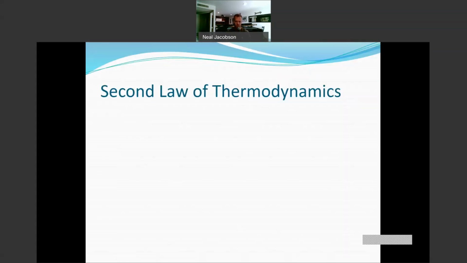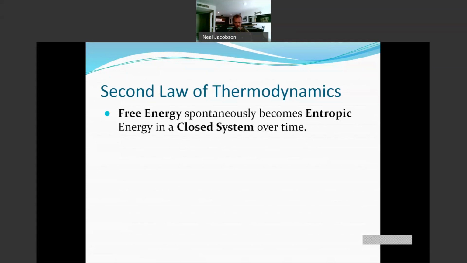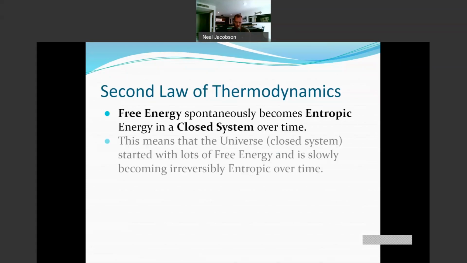So we talked about the first law, right? The total amount of energy in the universe is G plus S, the amount of free energy plus the amount of entropic energy. The second law of thermodynamics is very important because everything has to function off of this law. You cannot violate this law, okay? Free energy spontaneously becomes entropic energy in a closed system over time. And you're like, okay, well, what's a closed system? An example of a closed system would be the universe. So the universe is a closed system. A closed system is something in which energy cannot enter the system, energy cannot leave the system.